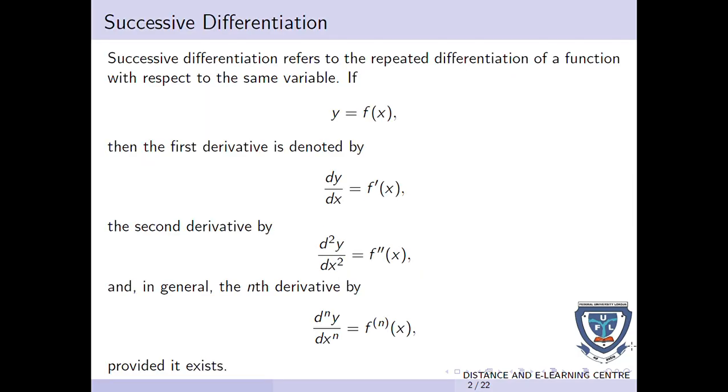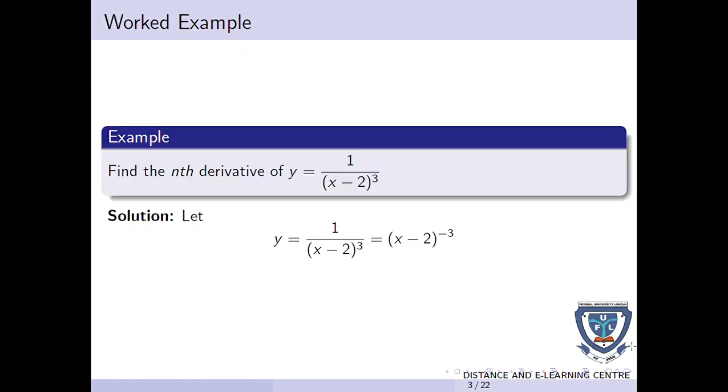By successive differentiation, we mean if y is equal to f of x, then dy/dx is the first derivative. The second derivative will be f double prime, and the nth derivative will be f^(n)(x), provided they all exist. Let's look at some worked examples.